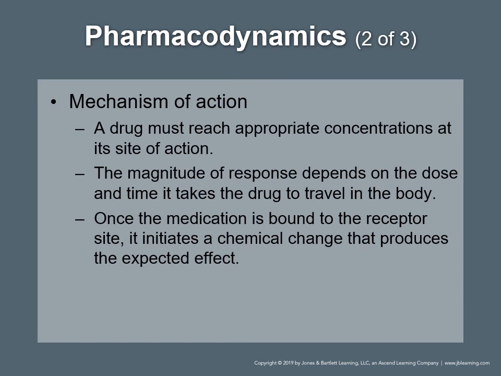The cellular response can be wide-ranging depending on the chemical mediator and the cells being stimulated. Medication molecules must compete with naturally occurring chemical mediators and potentially other medications. Once the medication is bound to the receptor site, it initiates a chemical change that produces the expected effect. Sometimes this chemical change is the intended effect. In other cases, the initial change releases a second compound, or a second messenger, that causes the unintended effect.